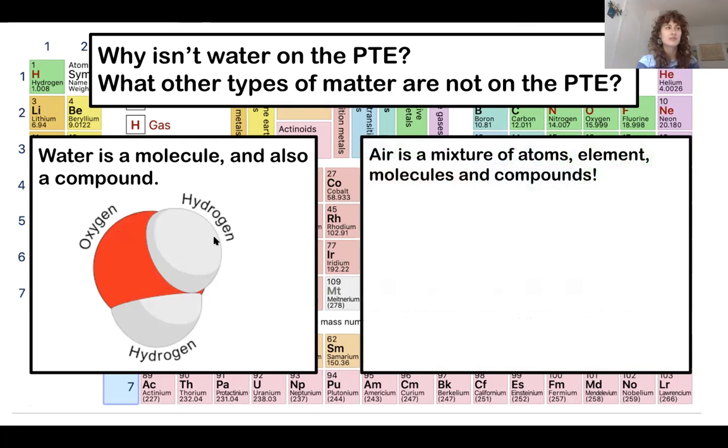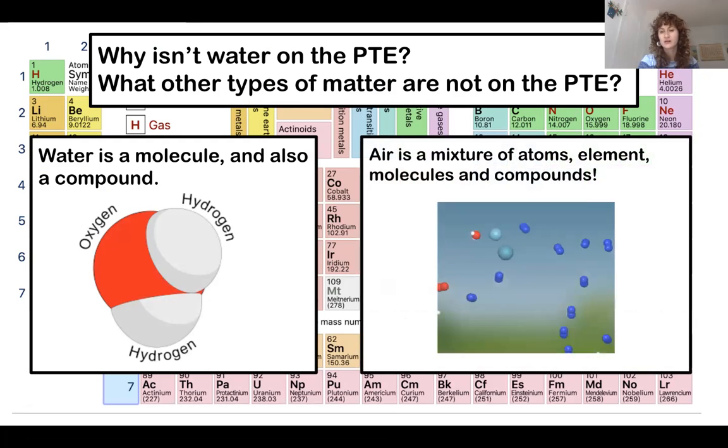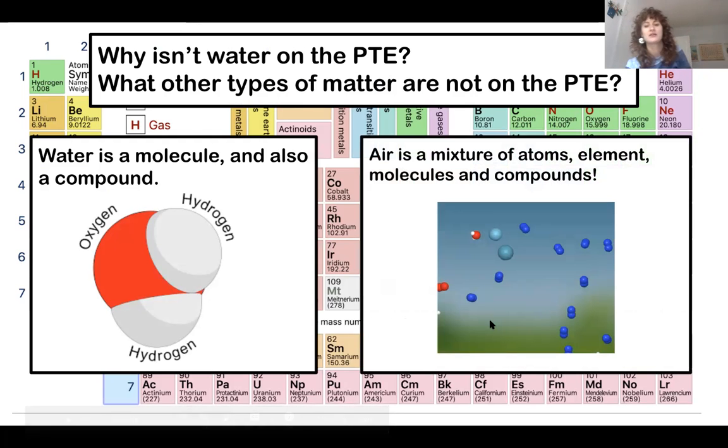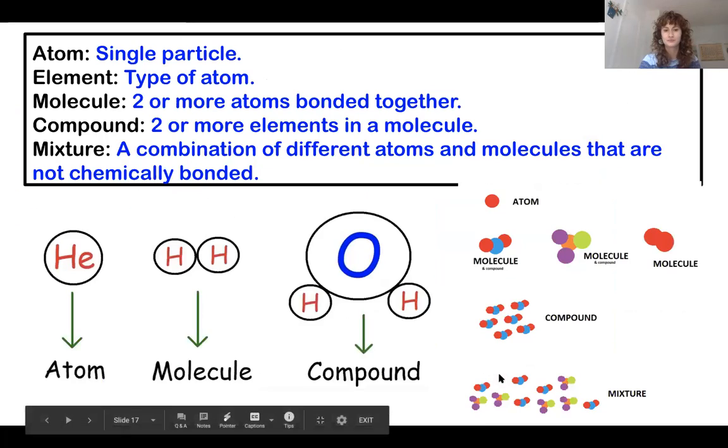Air is another thing that we might think of as an element, but it's not. It's actually a mixture. It's a mixture of atoms, elements, molecules, and compounds. So here is a picture of what air looks like if we were able to see its atoms, elements, molecules, and compounds. So see how many different sizes and colors of different atoms there are. Some are stuck together, some are stuck together in different combinations. So this is a good example of a mixture.